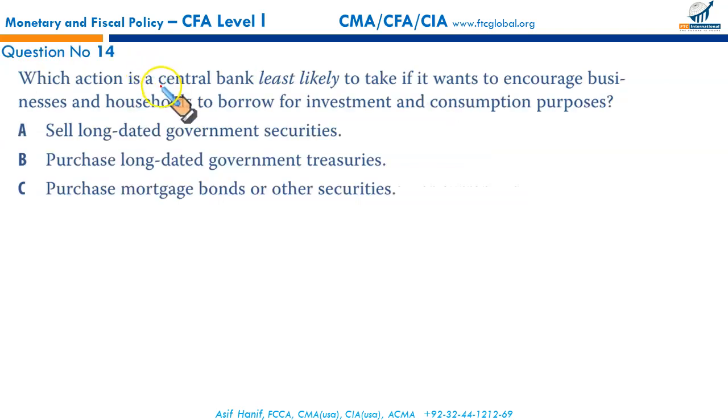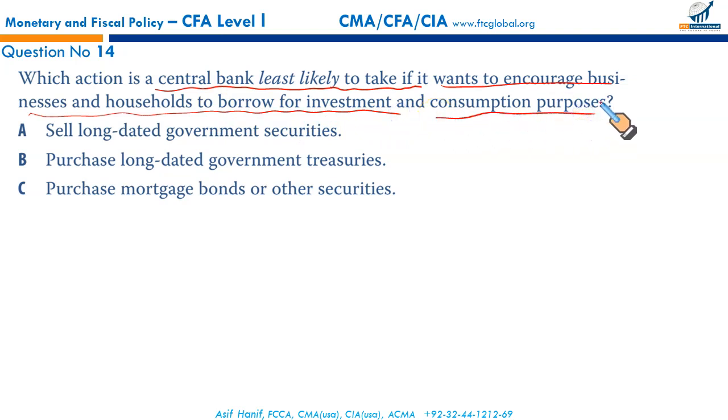Which action is a central bank least likely to take if it wants to encourage businesses and households to borrow for investment and consumption purposes? Least likely to do. Yes, C will be done because it will increase money supply. Purchase long-dated government bonds. Yes, this is what the central bank would do. But sell long-dated government securities.